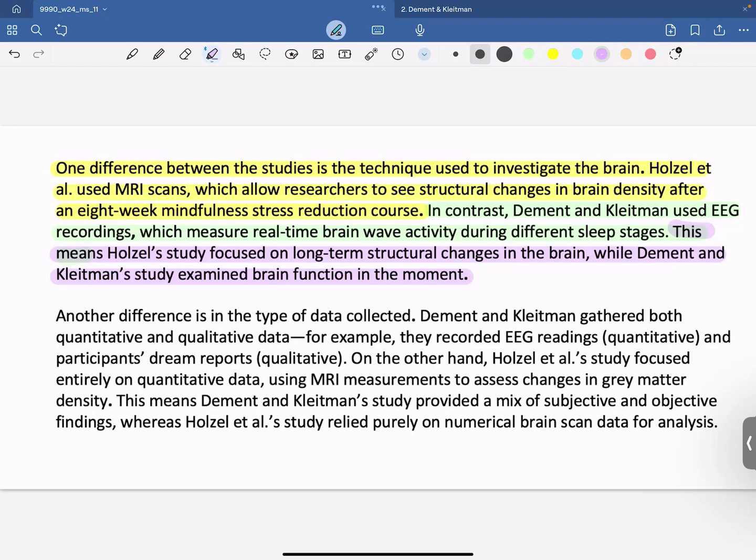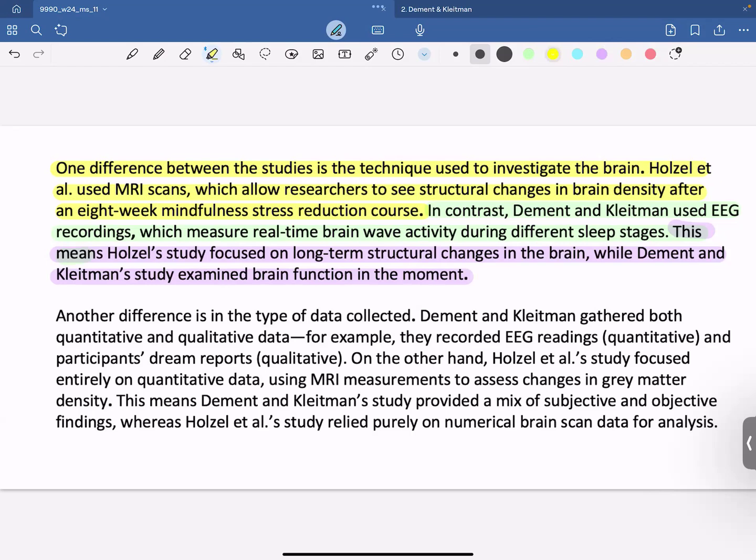Now, having a look at the second difference. The second difference is in the type of data that was collected. Dement and Kleitman collected both quantitative and qualitative data. For example, the EEG readings provided numerical brain activity data that was quantitative, while participants also described their dreams, which was qualitative, allowing researchers to compare brain activity with reported dream content. In contrast, Holzel et al. only collected quantitative data. They used MRI measurements to track brain density changes. This means their study was entirely objective and based on numerical values, unlike Dement and Kleitman's, which included subjective dream reports. Again, notice how this difference is fully explained, linking it back to the studies. That's what makes it level 4.